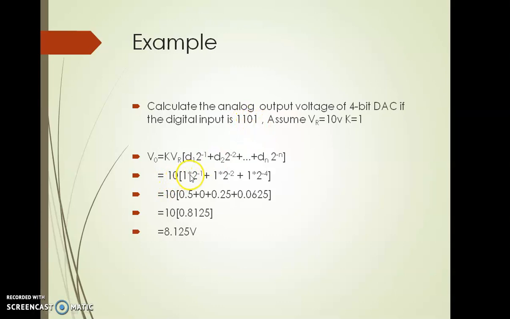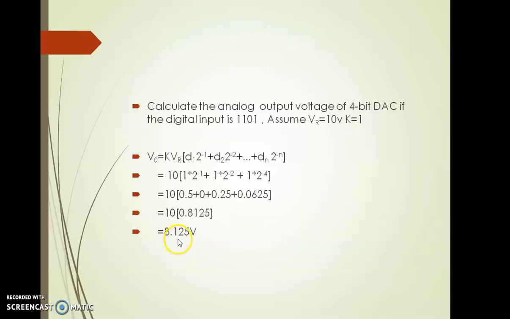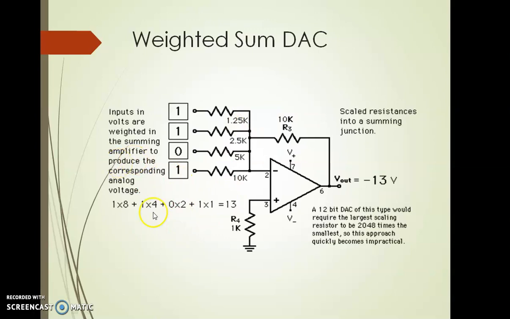Here we put the value 1 for the digits that are 1, and for the 0 digit we put the value 0. After calculating, we get 0.8125, and multiplying with 10, we get the final answer 8.125. This is the output voltage for the digital input 1101, which is the analog output. This is one example of the weighted sum DAC.